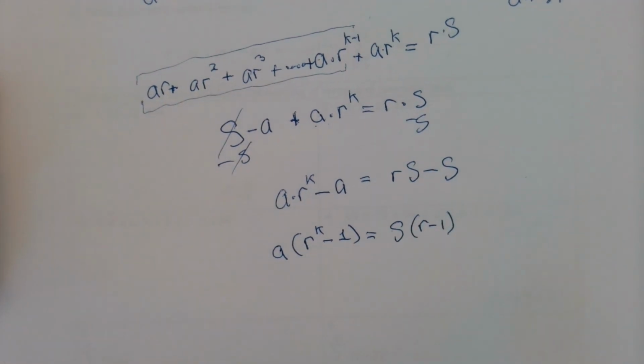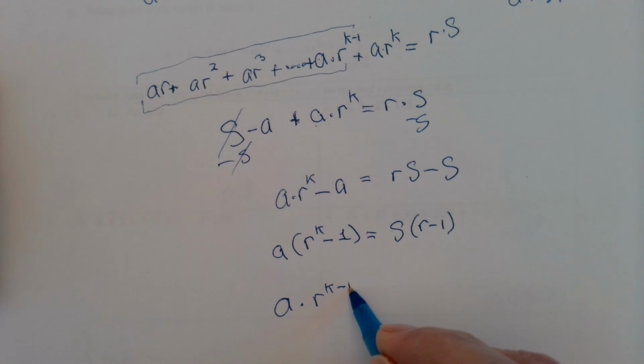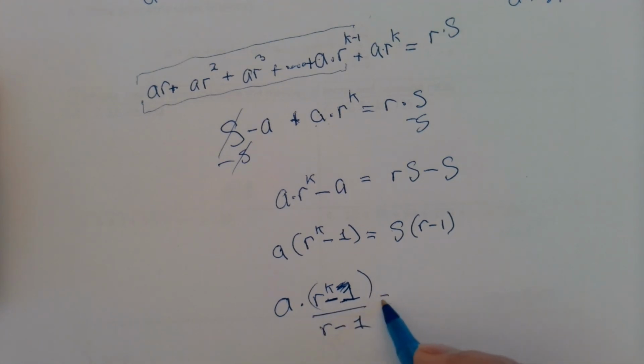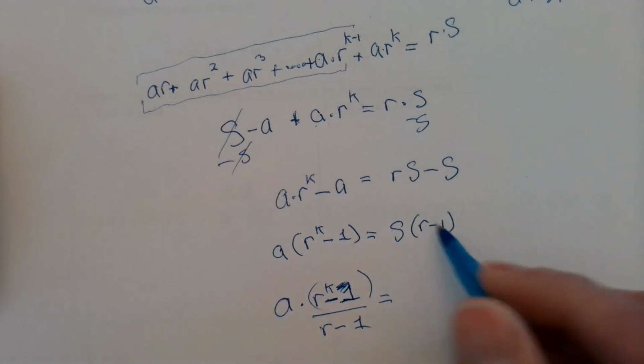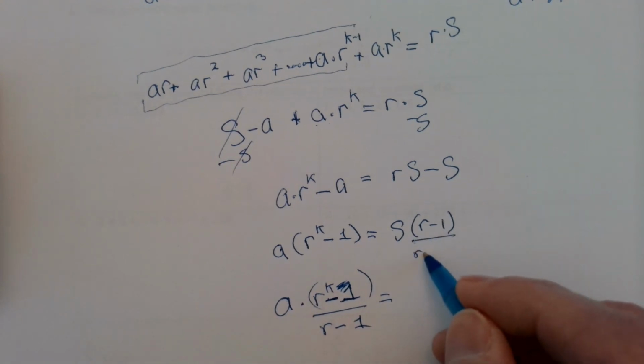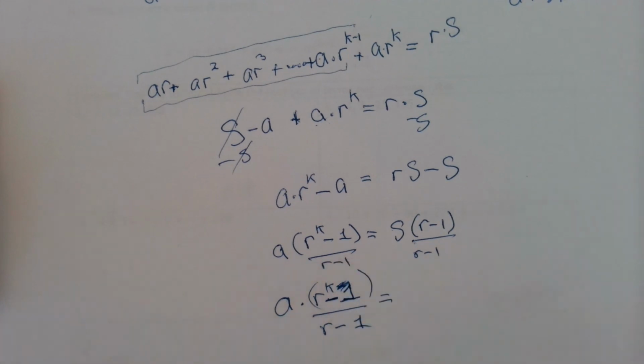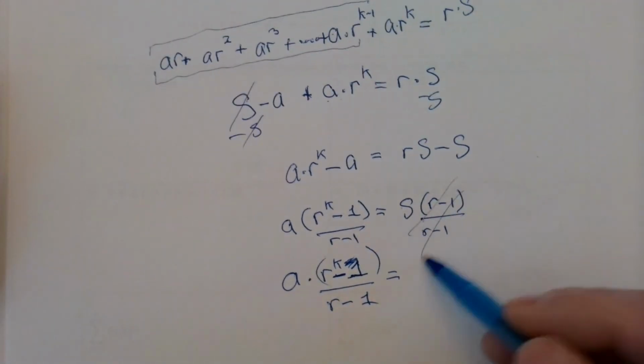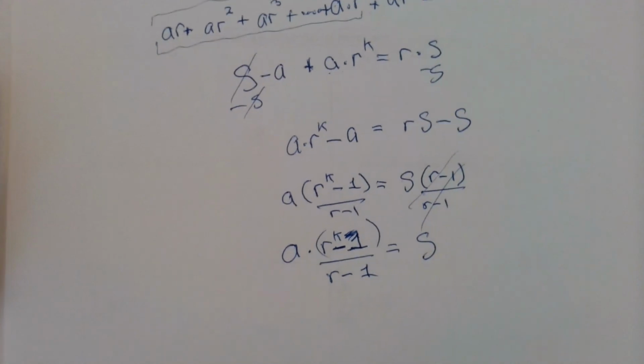Divide both sides by r minus 1, and now it looks like this on the left. Oops, looks like this on the left. I'll clean that up in a minute. And divide by r minus 1. Okay, see, I'm dividing both sides by r minus 1. And I'm doing that to cancel all of that. So now on the right side I just have s.